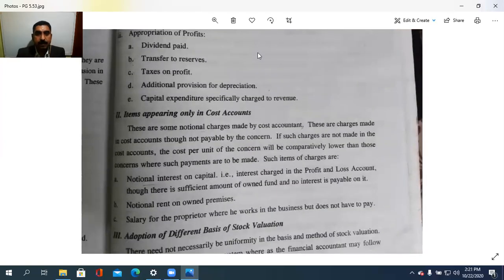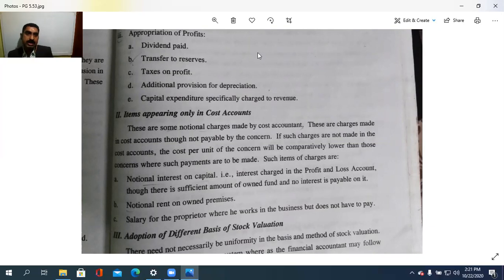ദെൻ ഐറ്റംസ് അപ്പിയറിംഗ് ഓൺലി ഇൻ കോസ്റ്റ് അക്കൗണ്ട്. There are some notional charges made by the cost accountant. These are the charges made in cost accounts through cost accounts, though not payable by the concern. If such charges are not made in the cost account, the cost per unit of the concern will be comparatively lower than those concerns where such payments are to be made.